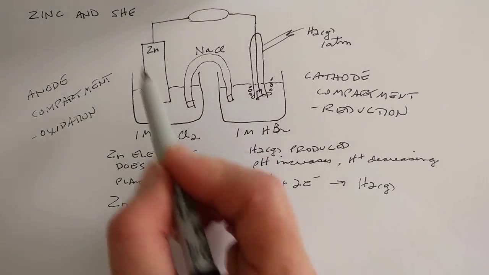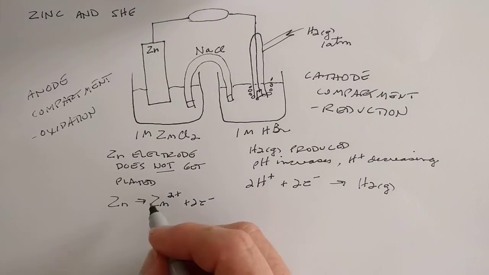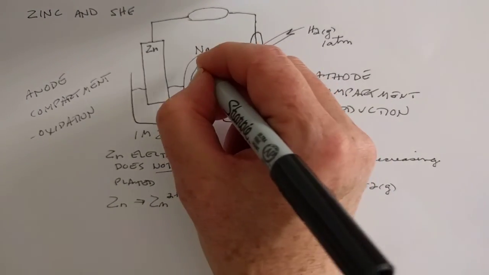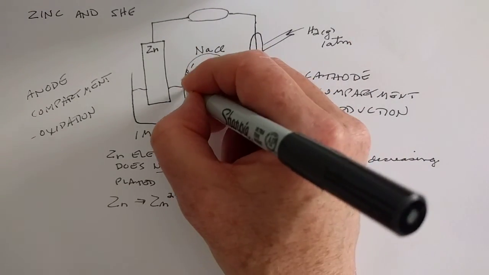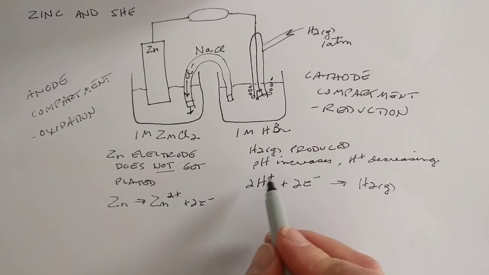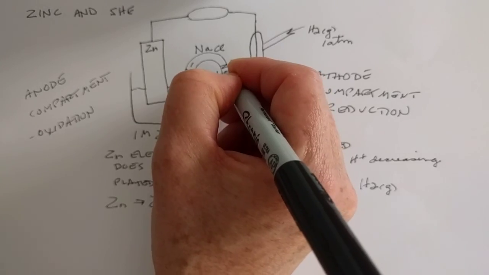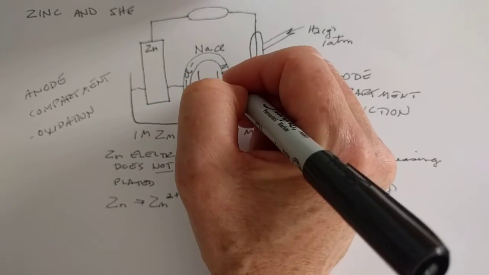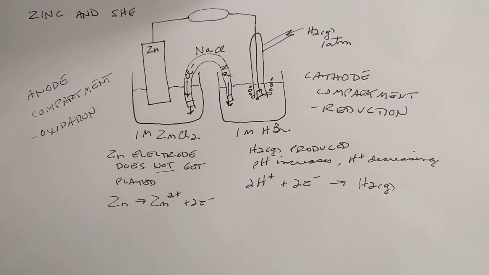And while this is going, what's happening here with the NaCl? Well, here we're putting Zn2+ in the solution, so that means that the chloride ions would come out into the solution. And over here, as we're losing our H+, we've got to get plus charge back into the solution, so our sodium ions would come in to maintain electrical neutrality in each of the compartments.